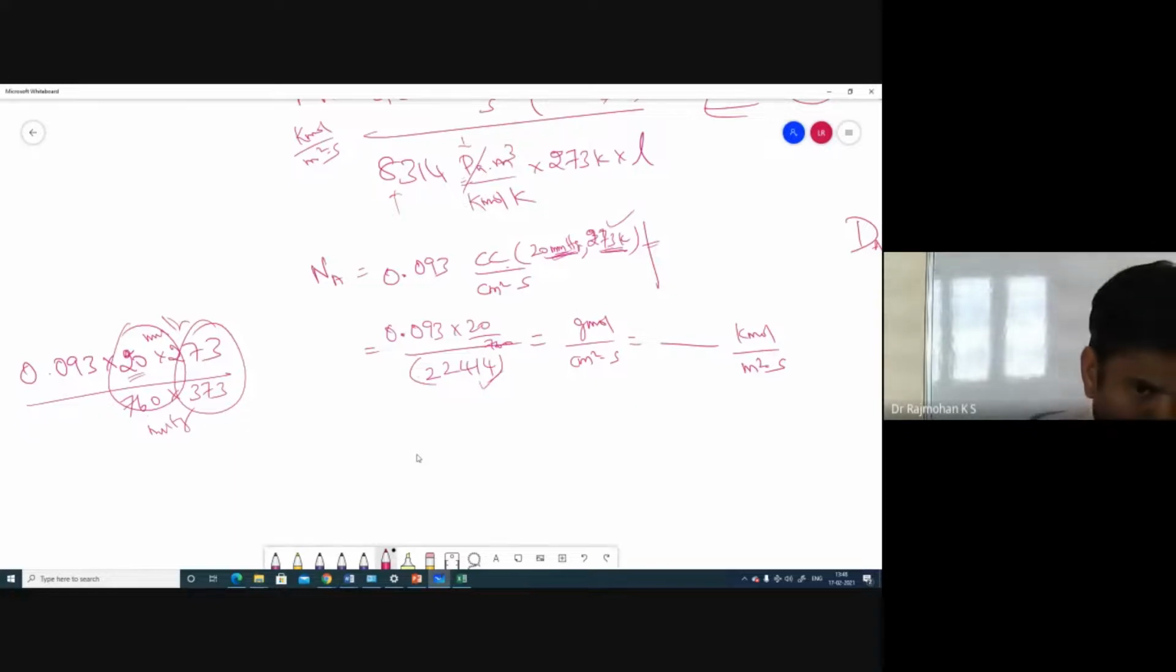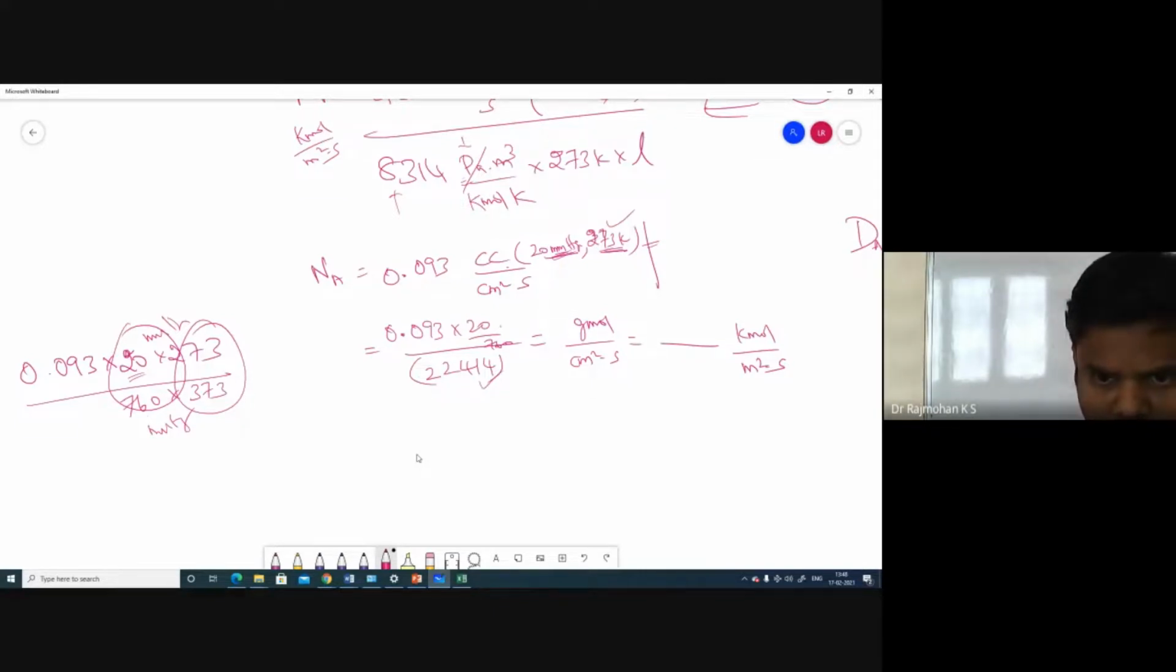So 0.093 into 20 divided by 760. Okay, so this will be centimeter cube per centimeter square second. Then divide by this volume, you will get gram moles per centimeter square per second. That can be converted to kilomole per meter square second, so you will get in the range of 10 power minus 7.